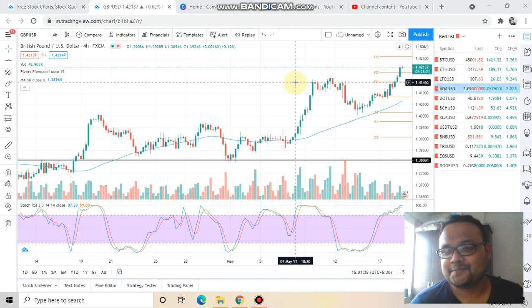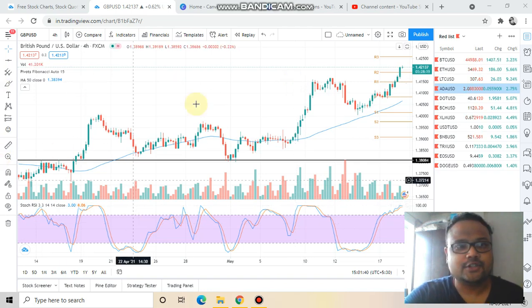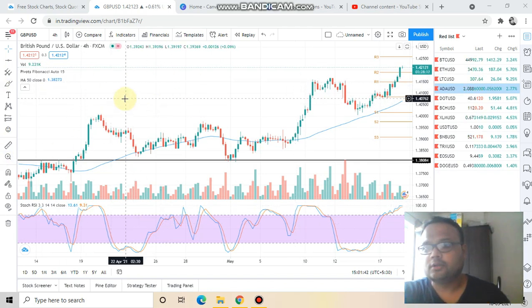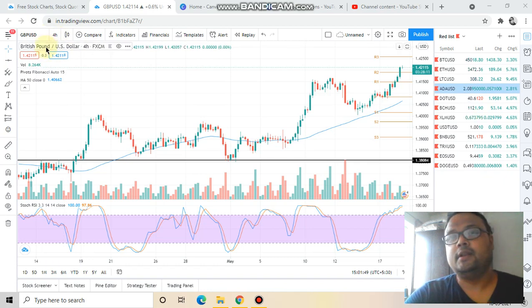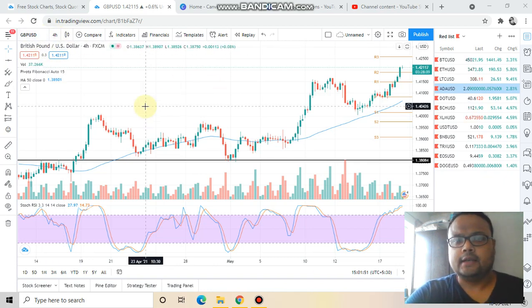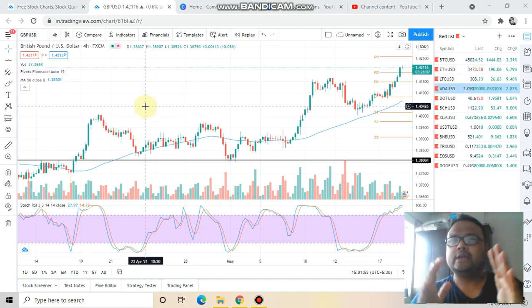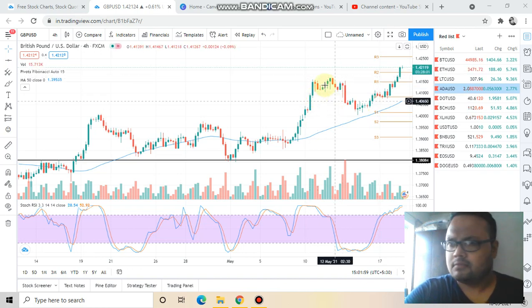So let's get started. This is the chart of GBP USD, British Pound US Dollar, and as you can see, I'm in the 4 hours time frame, my personal favorite and the most beloved time frame in the Forex world. If we just look at the chart, we can easily tell that the market is in an uptrend, and there is no doubt about it. We can see that the market is in a nice uptrend.